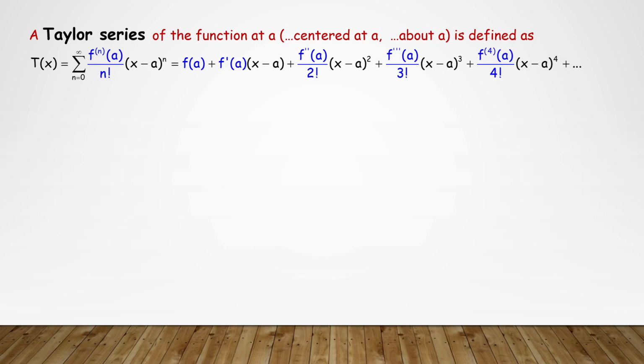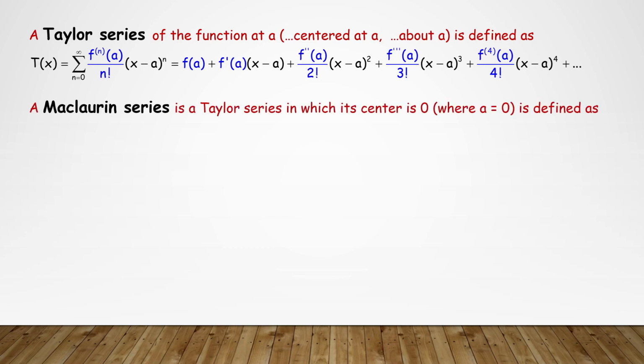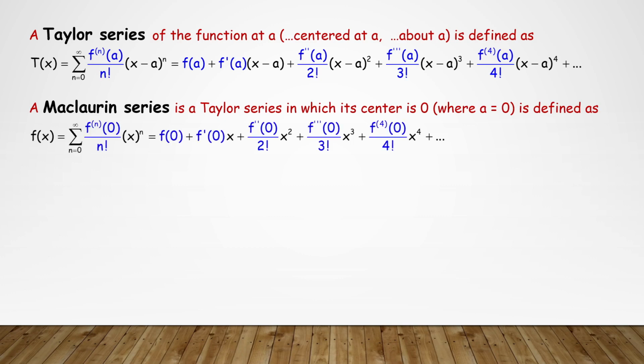Now, if you hear something called a Maclaurin series, just realize it's a Taylor series in which its center is 0. So replace all the a's with zeros, which makes it much nicer because you're just going to have x raised to the n throughout the different terms.